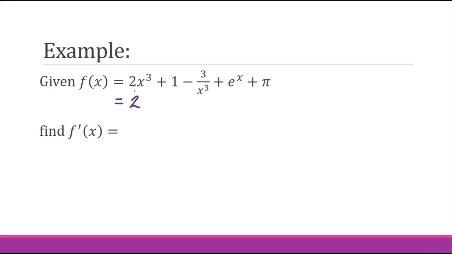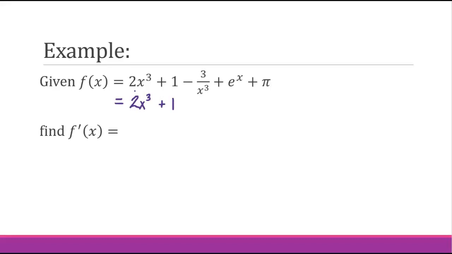So I'm going to make sure each piece is set up so that I can apply the power rule. So 2x to the third is fine. It's a constant, and then I have a variable in the base, a number in the exponent. The constant by itself, 1, we can take the derivative of that.